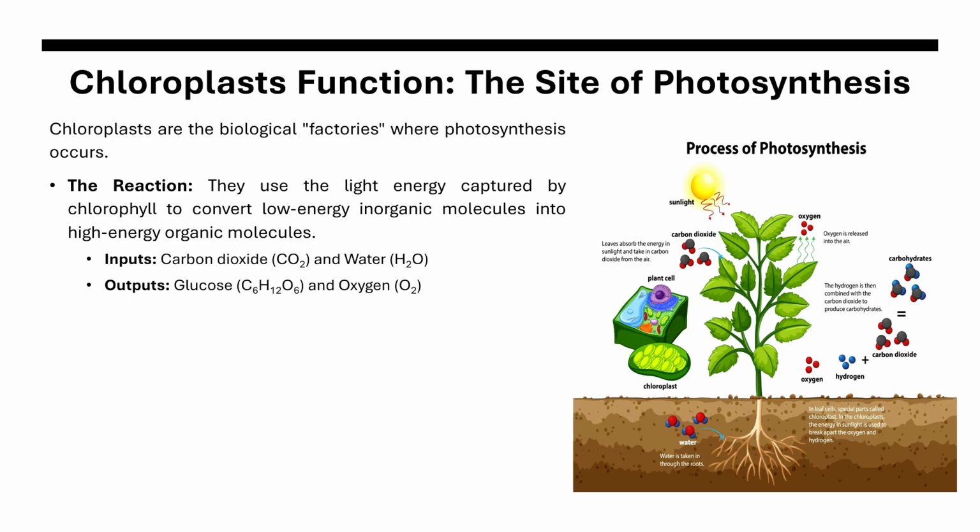The core function of the chloroplast is photosynthesis. Using the light energy captured by chlorophyll, the chloroplast drives a chemical reaction. It takes in carbon dioxide from the air and water from the roots. By rearranging these molecules, it produces glucose, which is a high energy sugar, and releases oxygen as a byproduct. This is the very reaction that keeps almost all life on Earth breathing and eating. In a photosynthesis chapter, you will study and discuss it in detail.